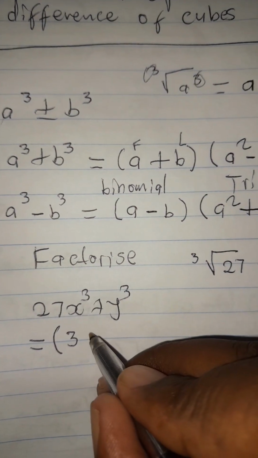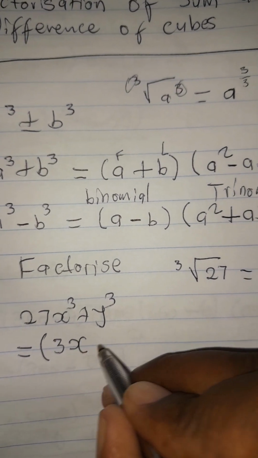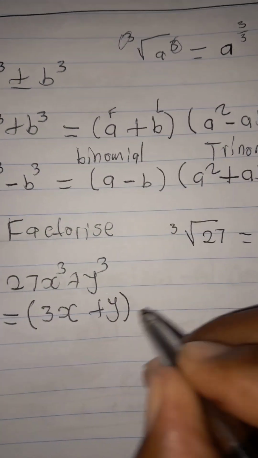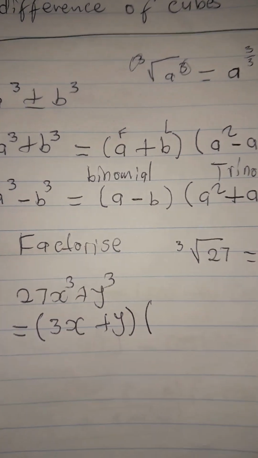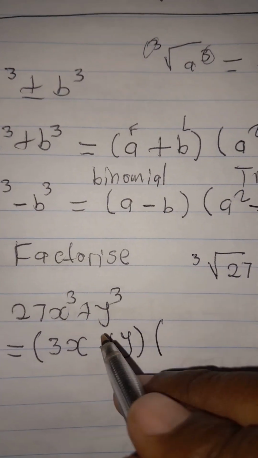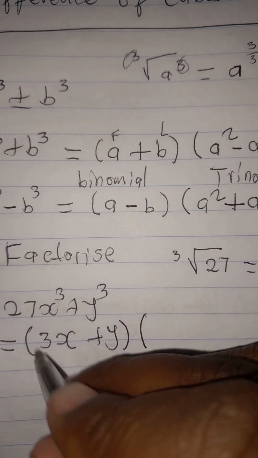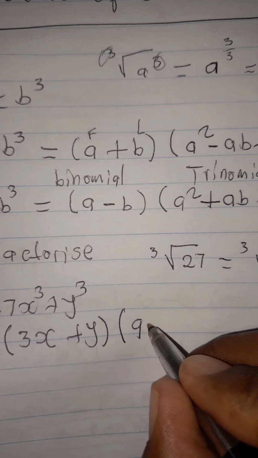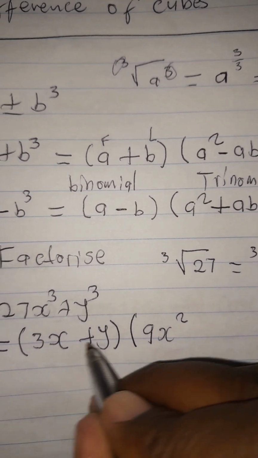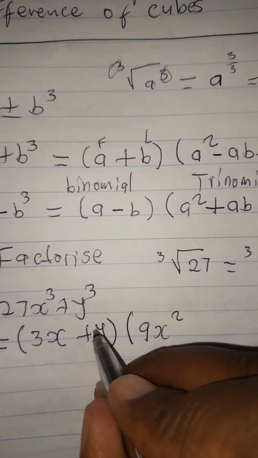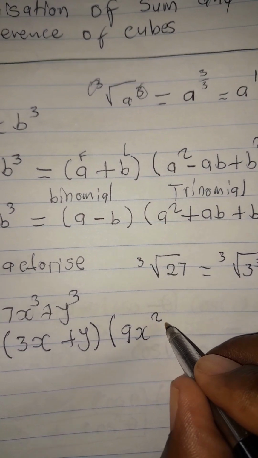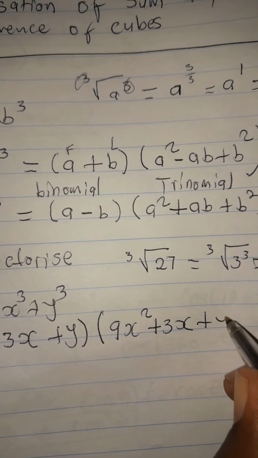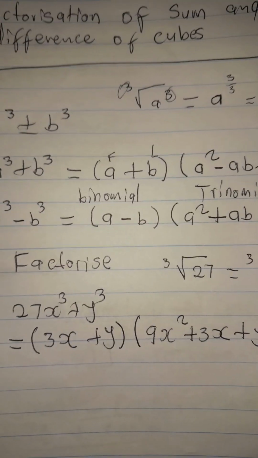So the cubic root of x cube will be x, and of y cube will be y. So we are not done, guys. What you should do now is square the first. Let's square 3, that will be 9. Let's square x, that will be x squared. Then the first and the last multiply each other. 3x multiplied by y will be 3xy. Then we'll square the last, which will be y squared.